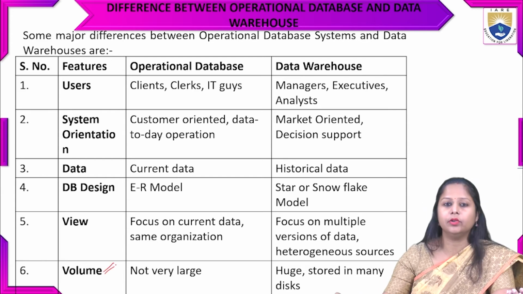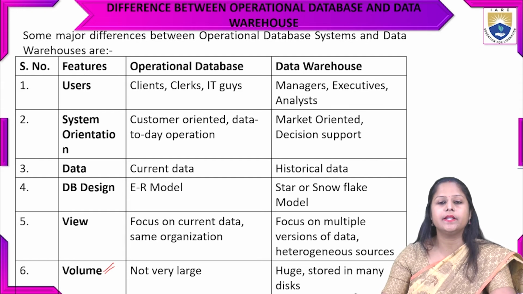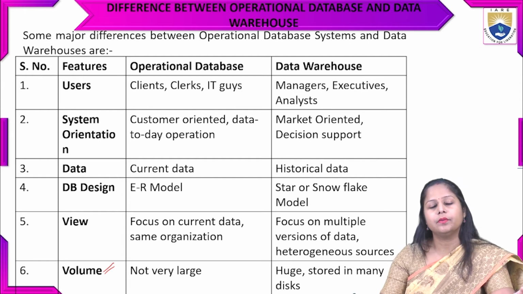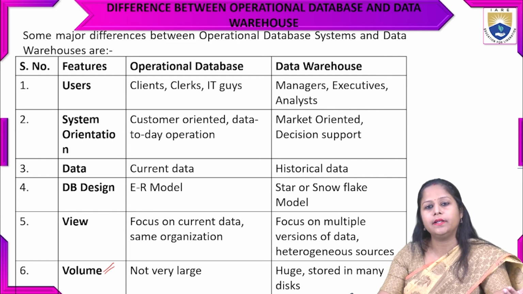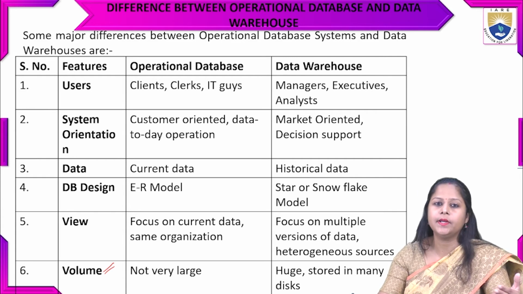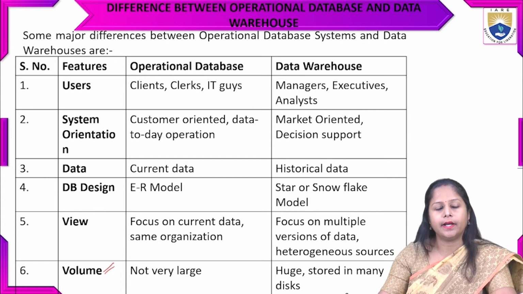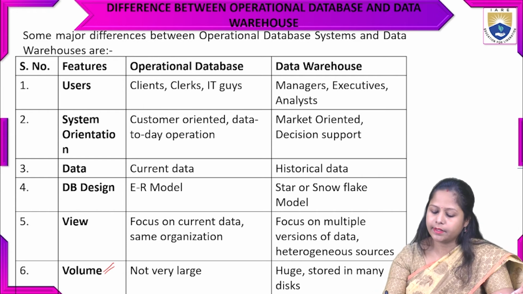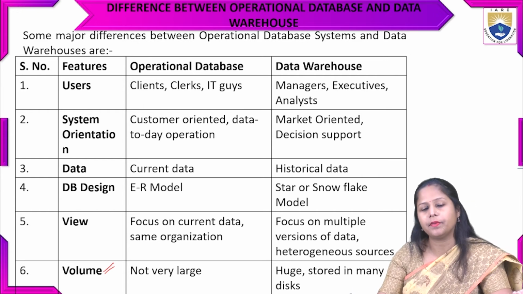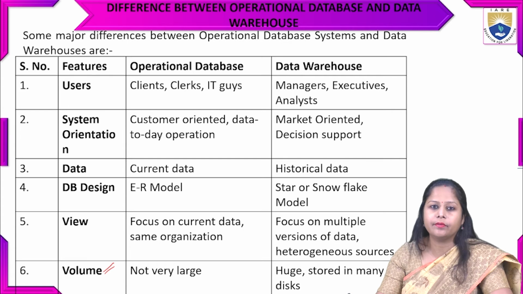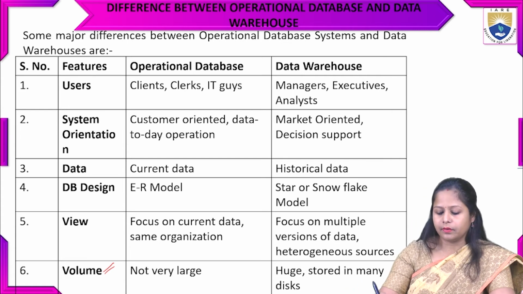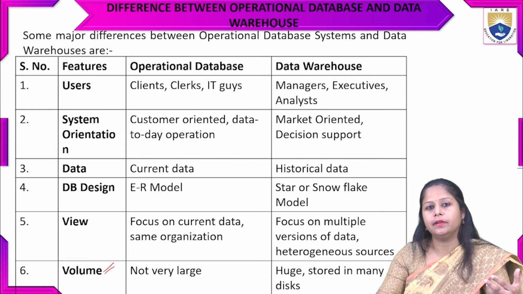On the basis of volume, in the operational database the data will not be very large, because it is being updated and the end user is going to use that data, so there will be a lesser amount of data. But on the other hand, in the data warehouse there will be a huge amount of data, as all the data is stored in one place.